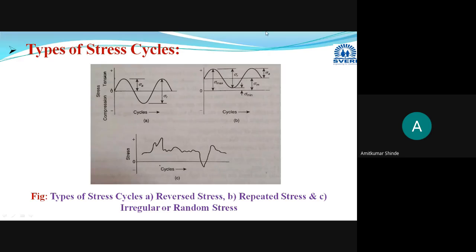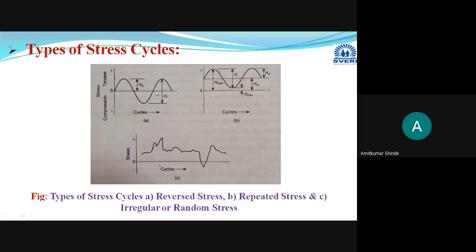Then the next cycle is a repeated stress cycle. Repeated stress cycle is nothing but only tension will be there, but the magnitude of that tensile stress will be different. You can understand from this diagram, these two diagrams you can compare. This first diagram is a reversed stress cycle, also known as tension compression cycle. Some tensile stress, some compression stress, then again some tensile stress, some compression stress.